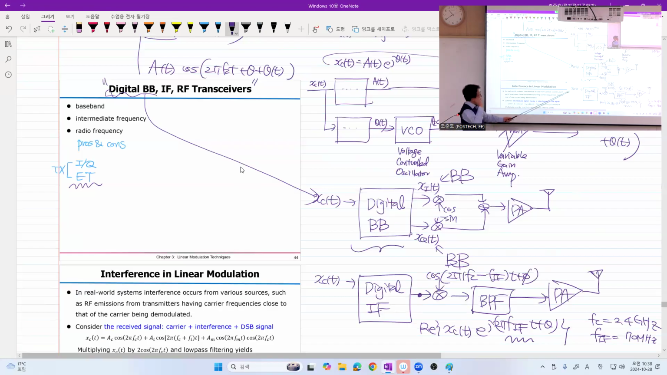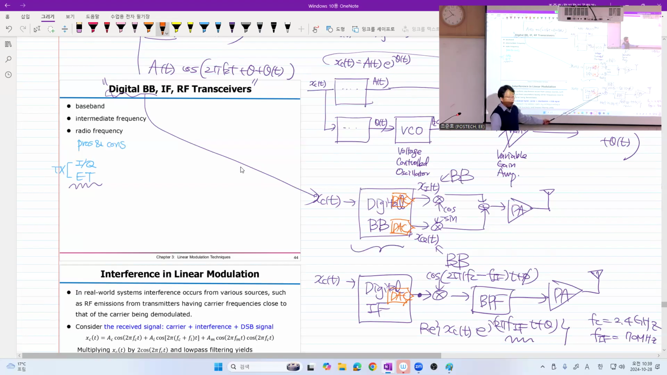Got it? This is called what structure? Digital IF structure, digital IF transmitter. So you generate an analog IF signal using your digital part. Of course, this digital part has what? A D2A converter inside it. So you have a D2A converter and D2A converter and D2A converter. What would be the difference between these D2A converters in digital baseband and digital IF?